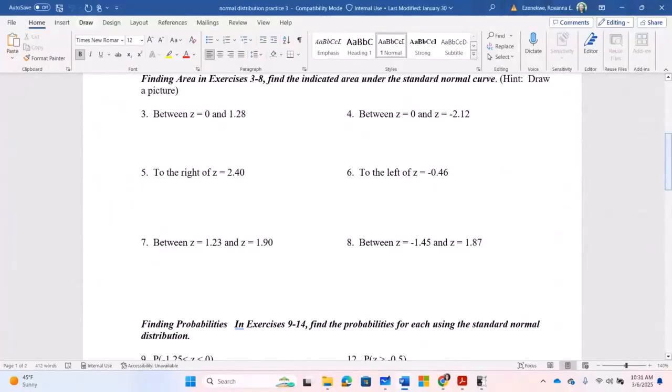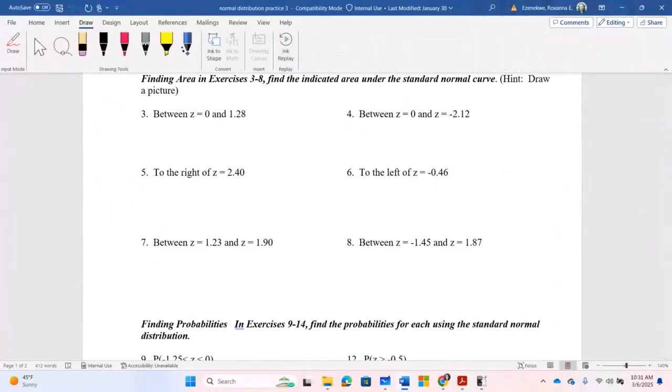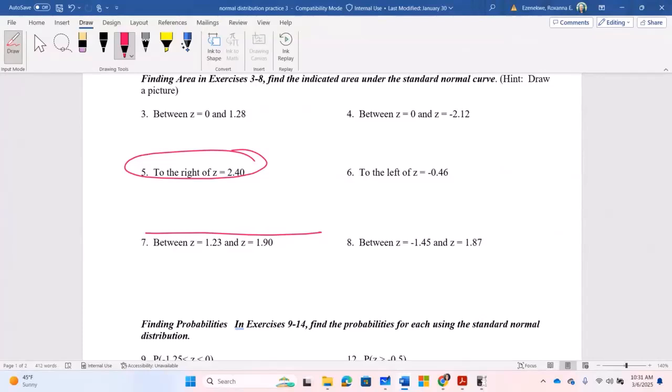Number 5 is saying find the area to the right. We did this before, but we're doing it again because chapter 7 has normal distribution. So area to the right of this, you draw a normal curve. For any question on normal distribution, you will draw a normal curve. This is a standard normal curve, so the mean is at the center, and the number given to me is positive, therefore it's on the right-hand side of the mean, 2.4 standard deviations above the mean.